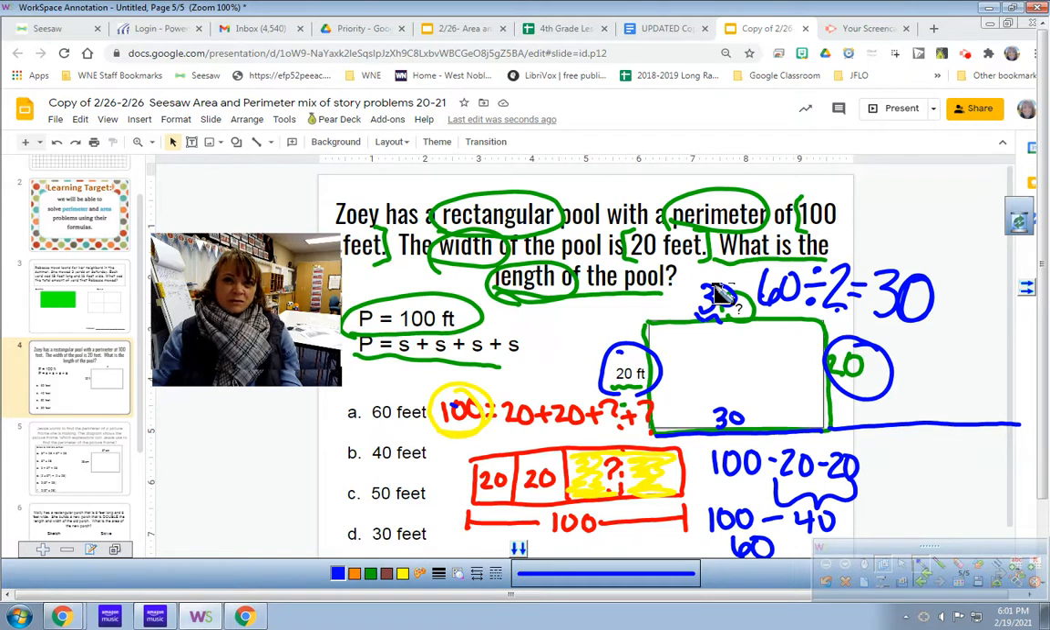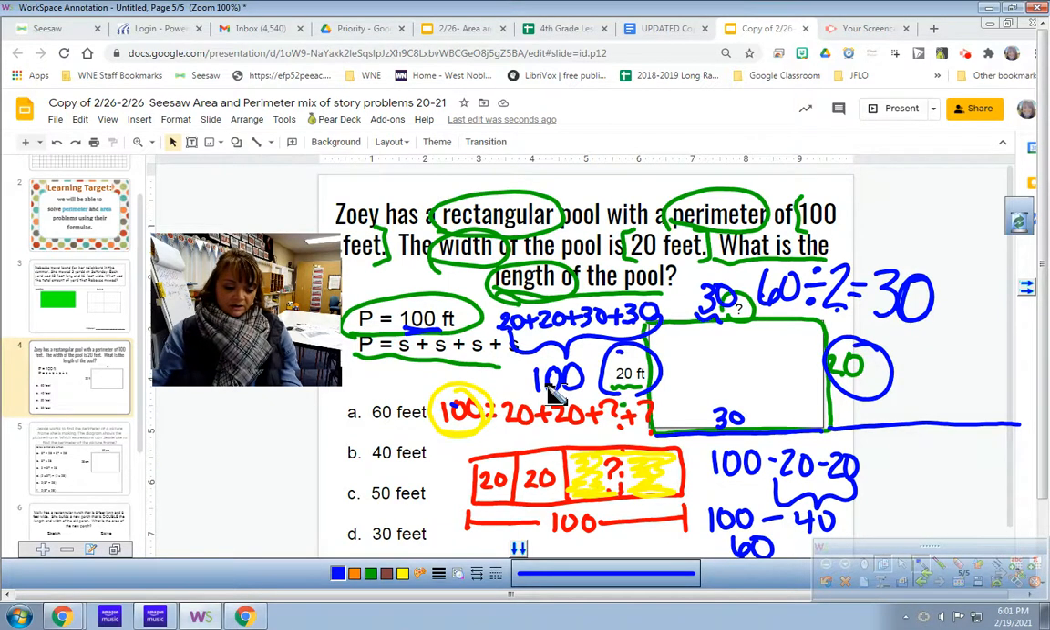How could I check my work? I need all of the sides to add up to 100, right? So to check my work, I would do 20 plus 20 plus 30 plus 30. If that equals 100, I think I am good. Well, 2 plus 2 is 4, plus 3 is 7, plus 3 more is 10. But I'm working with 20, 20, 30, and 30, so I need to add a 0. And it does equal 100. So I think I'm good in saying that the length is 30.